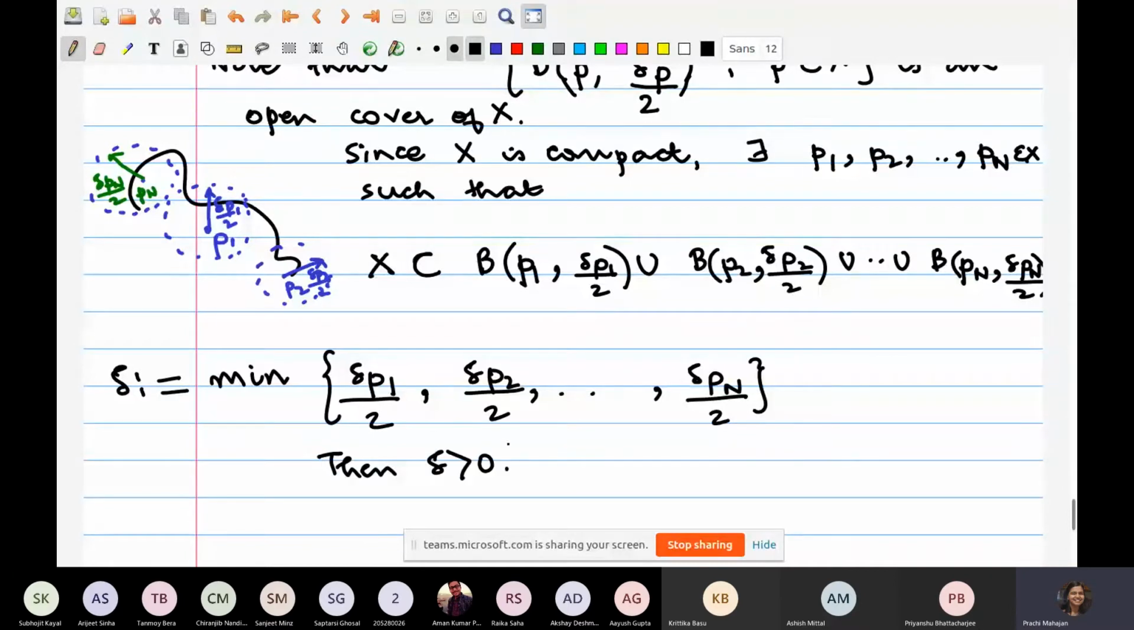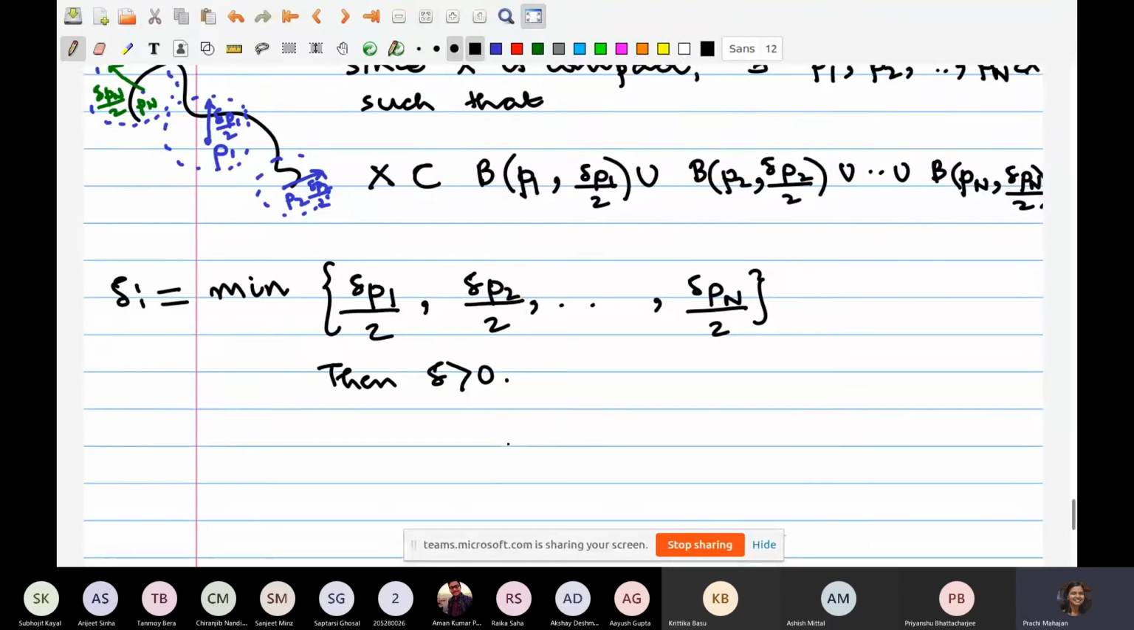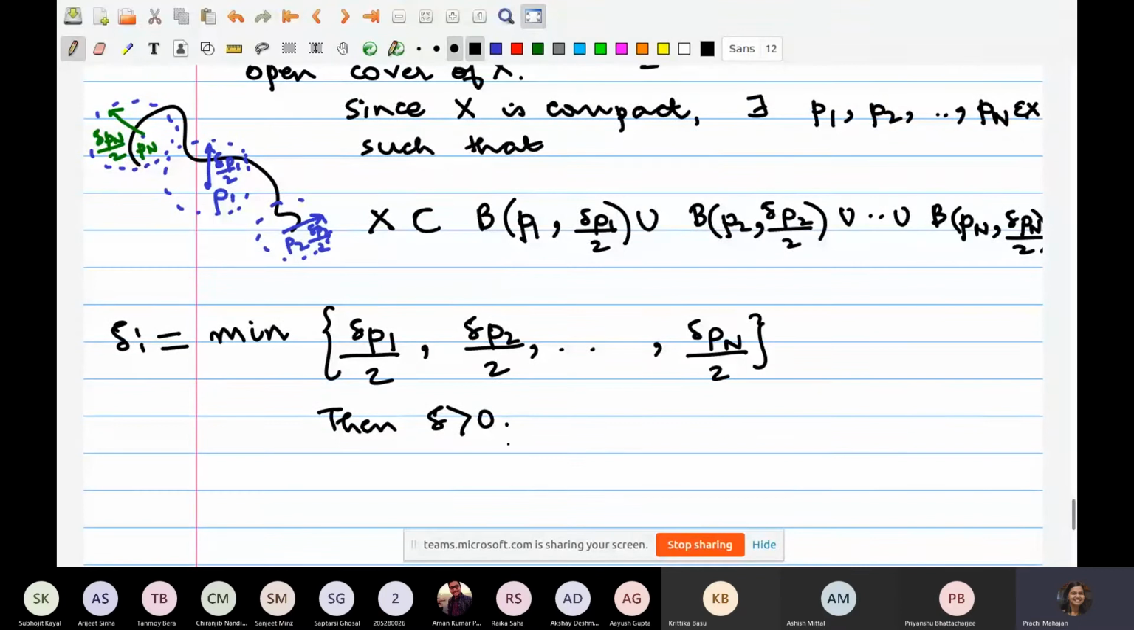Do you realize if there were infinitely many of them? For example, the delta pk's could be 1 by k, and if I take the infimum over 1 by k, I might get 0 and nothing. And then what do I do? So this is very important that I have only finitely many, and that's the reason I get delta to be positive. Is that okay?